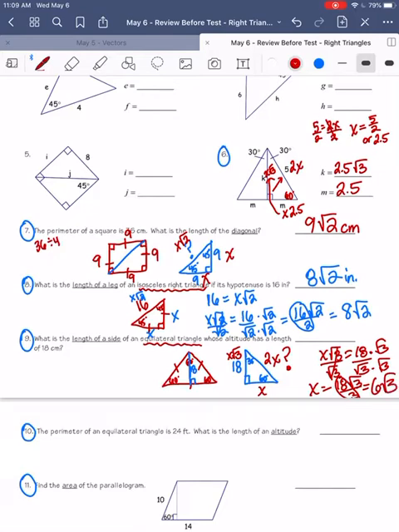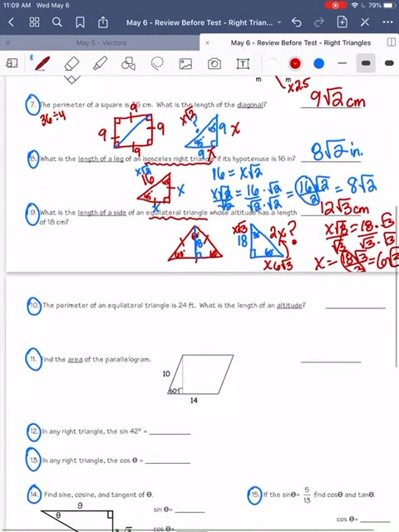Okay? Now, we have to be careful because that is our x. I was tempted to just put that in the answer spot, but notice now we have to plug it in here. So 2 times that would give me 12 root 3. Okay? So I had to take what I found, which was just my x, and plug it in for the hypotenuse. So 2 times that amount.